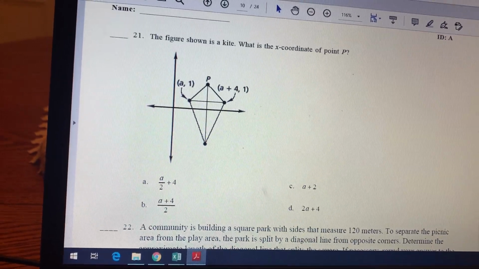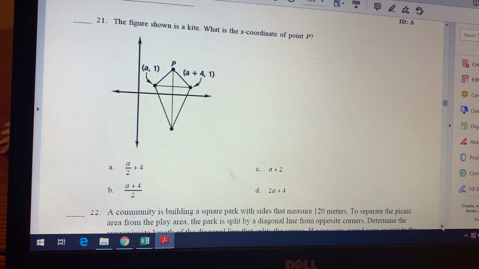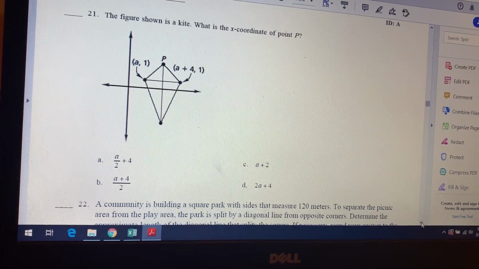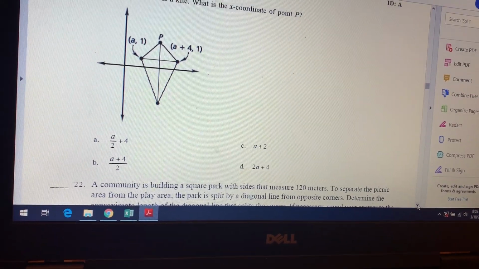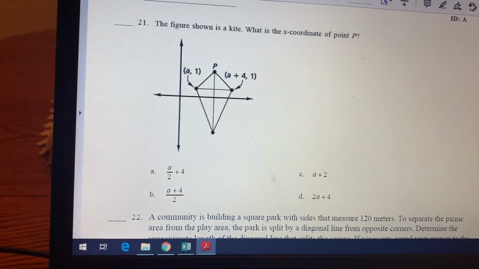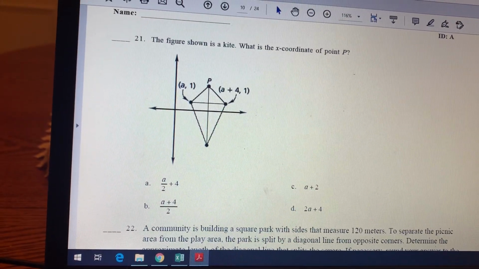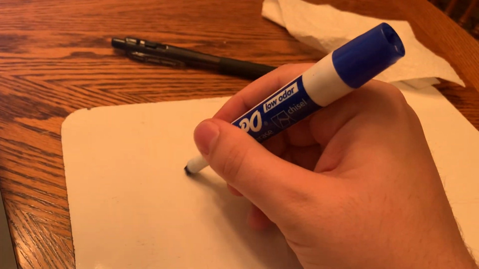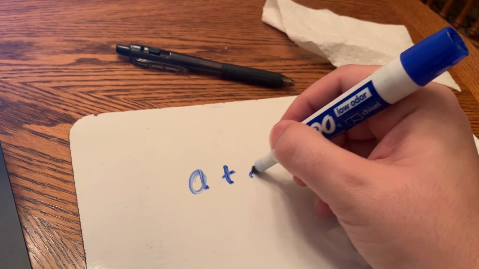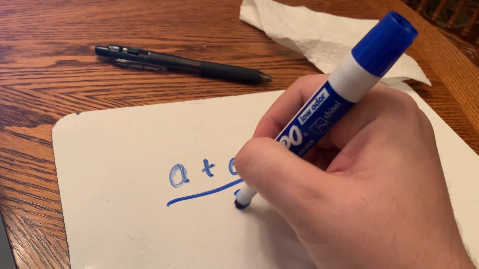All right, figure shown is a kite. What is the x coordinate of point P? Again, another midpoint one. So you could plug in numbers for A here and try to work with that. But another pretty easy thing to do is, again, you're just going to add the 2 x coordinates and divide by 2. So if I come over here, I've got A plus 4 over 2.